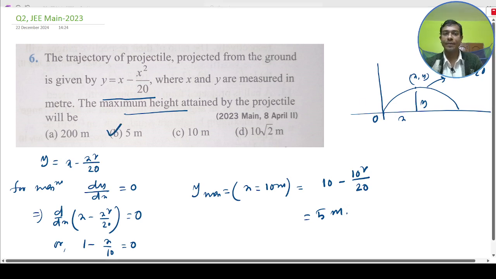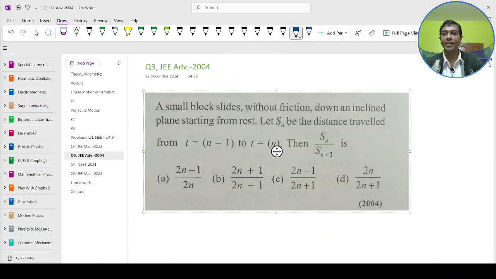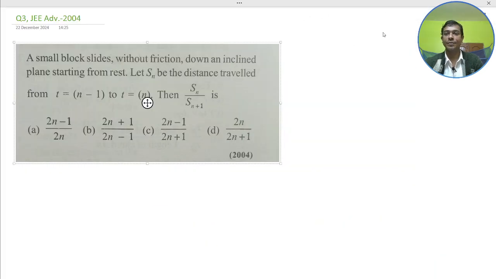Go ahead, our next problem, coming in JEE Advanced 2004. It is the oldest question, but it is important from your exam point of view, for better concept and understanding.